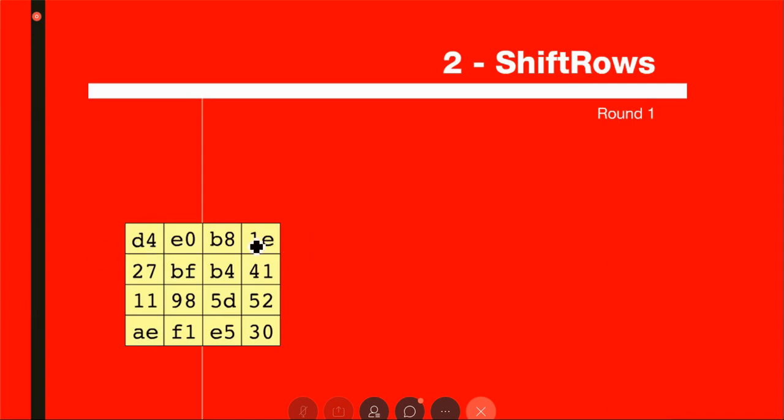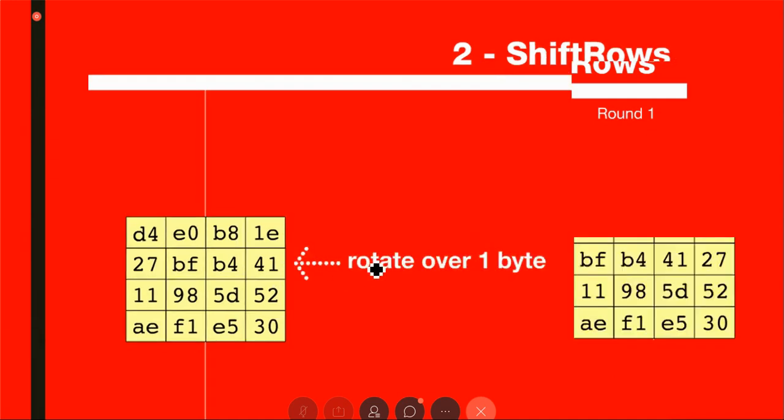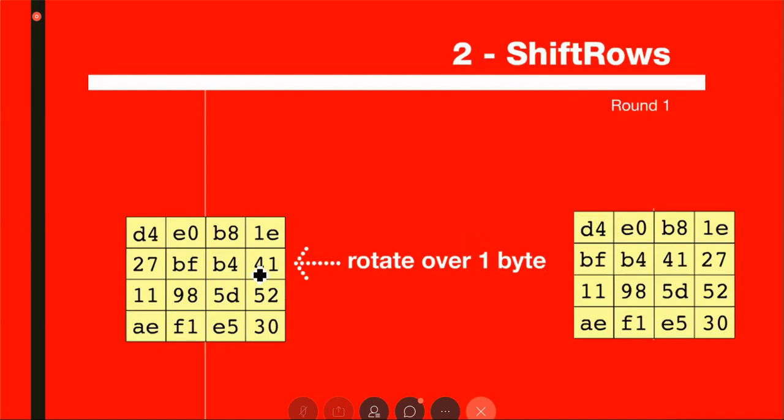The first row is kept intact, no change. The second row is given a 1 byte left circular shift. Let us see what happens. 1 byte left circular shift means the 41 here should move over there, B4 should move to this side, BF goes to the next place, and what about 27? It goes over here. See what happens after the 1 byte left circular shift. BF came here, B4 came here, 41 went there, and 27 is okay. So the first row is kept as it is, no change.